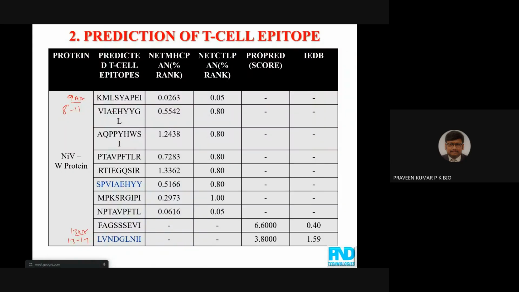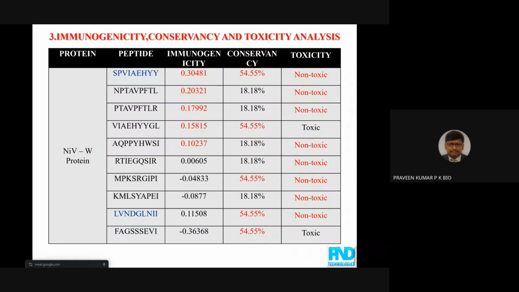If you see these predicted T cell epitopes, I tried with different servers: server 1, server 2, server 3, server 4. I predicted from four different URL servers, and I'm showing whatever scores I got here. I can't simply say that this is the best MHC1 peptide and this is not a best MHC2 peptide. Other than getting the scores, the next step I did was predicting the immunogenicity, conservancy, and toxicity.